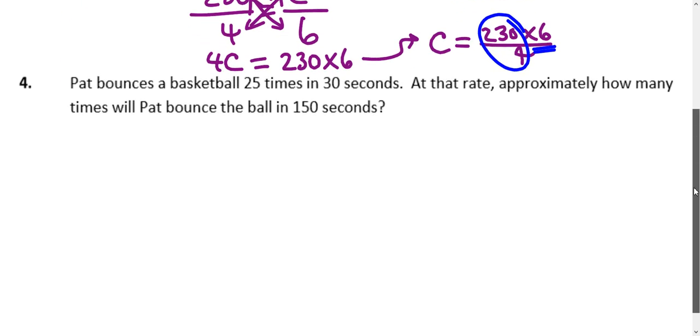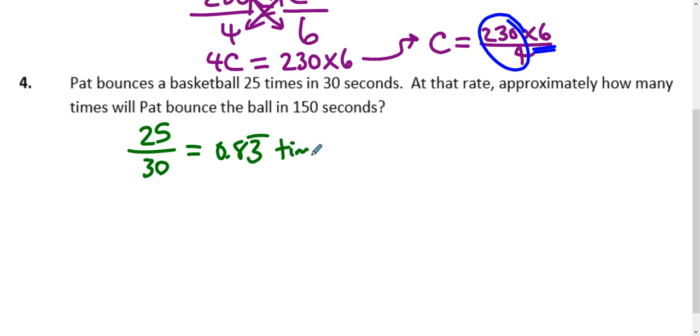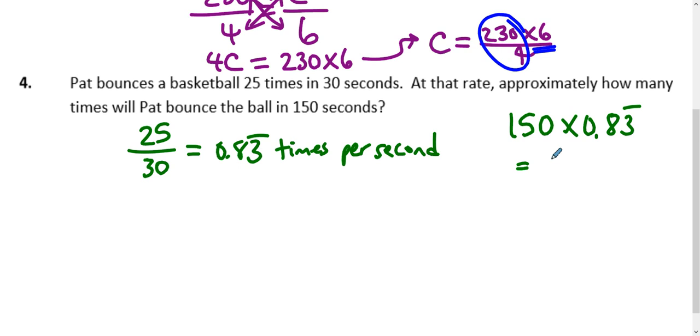So Pat bounces a basketball 25 times in 30 seconds. How many times can Pat bounce the ball in 150 seconds? Well, if Pat bounces the ball 25 times in 30 seconds, 25 divided by 30 is 0.83 repeating times per second, right? It's the number of bounces per second. So then you have 150 seconds. Well, 150 times 0.83 repeating, and your calculator is going to be good with this, is 125 bounces.